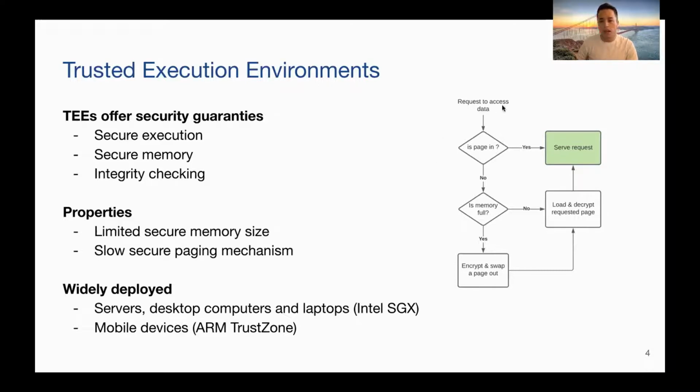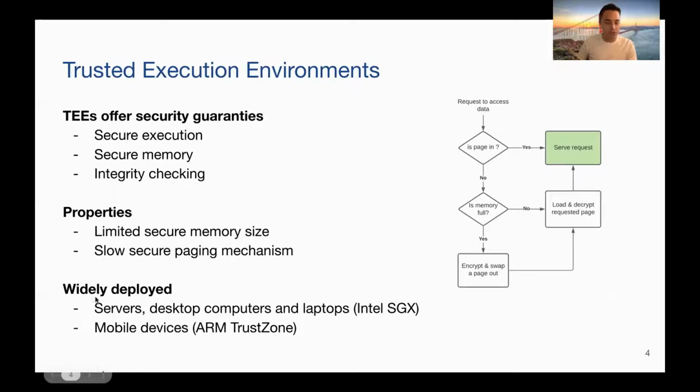Secure paging works as explained on the diagram on the right. When somebody tries to access a piece of data in the TEE, we check if the page this data belongs to is already loaded in memory. If so, then the request is served. Otherwise, we check if the memory is full. If not, we can just load and decrypt the requested page. Otherwise, we need to evict a page first. So we have to encrypt it, swap it out, and then we can load a new page in. And then we can proceed by loading and decrypting the new data.